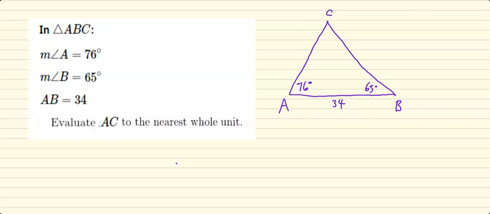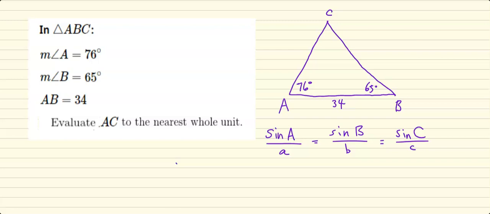Okay, so the first problem, I have a triangle ABC with angle A, angle B, and side AB as shown in the figure, and they want us to evaluate the length of side AC. Since we have two of the angles, we can use the law of sines, and the law of sines says sine of angle A over the opposite side A equals the sine of angle B over B equals the sine of C over C.